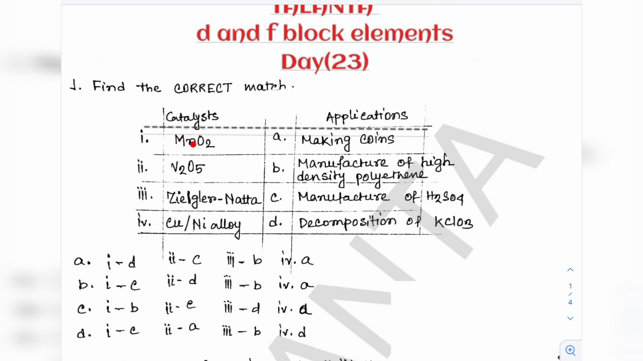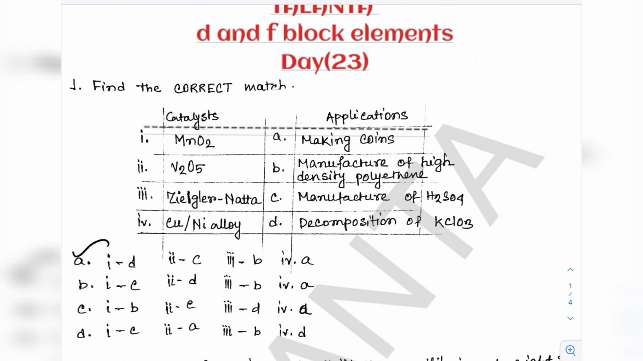So MnO2 acts as a catalyst during decomposition of KClO3. So 1 is matched with D. Next, vanadium pentoxide, V2O5, is used in manufacturing of sulfuric acid. So 2 is matched with C. Next, Ziegler-Natta catalyst is highly used in manufacturing of high density polyethylene, and copper nickel alloys are used in making coins. That's why they are also referred to as coinage metals. So option A is the correct answer.